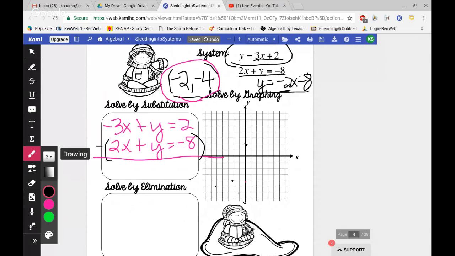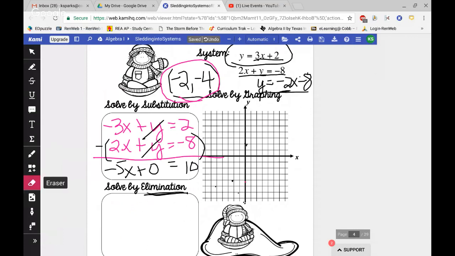So negative 3x minus 2x is what? Negative 5x. Yes. And y minus y is going to cancel just like we wanted to. We're looking to eliminate one of the two variables. So y minus y gives us a 0. So we've actually eliminated it, just like our goal. Now, 2 minus a negative 8 is what? 10. Good job.